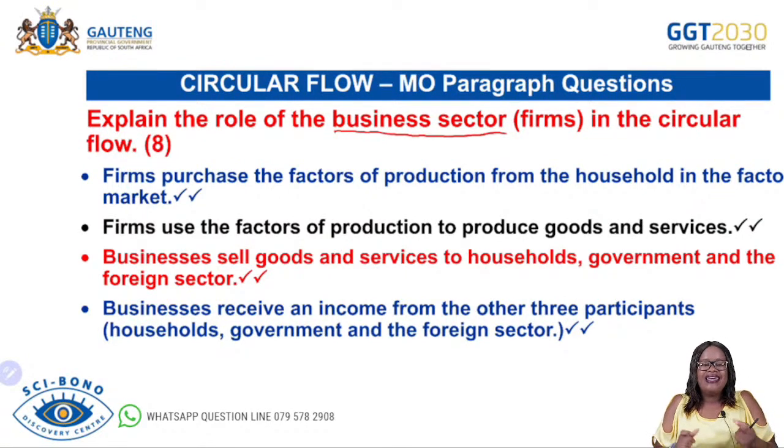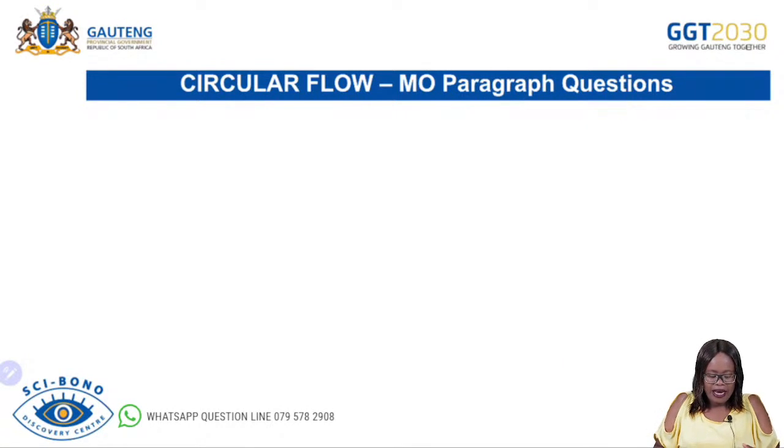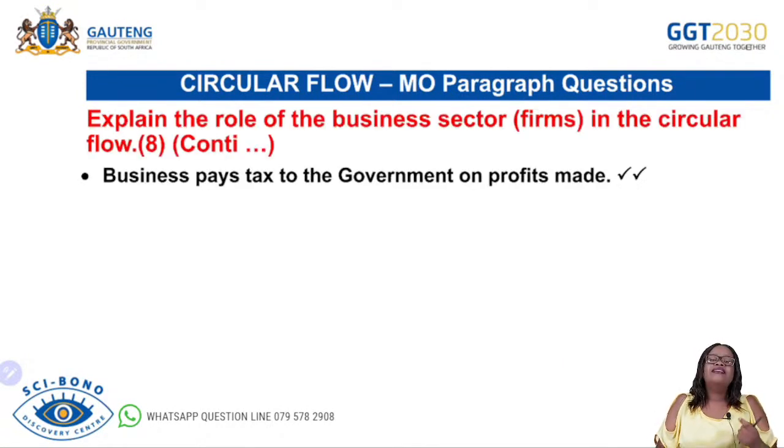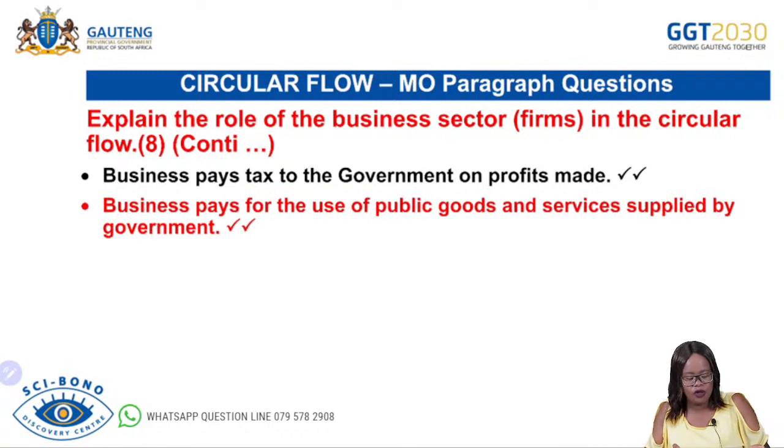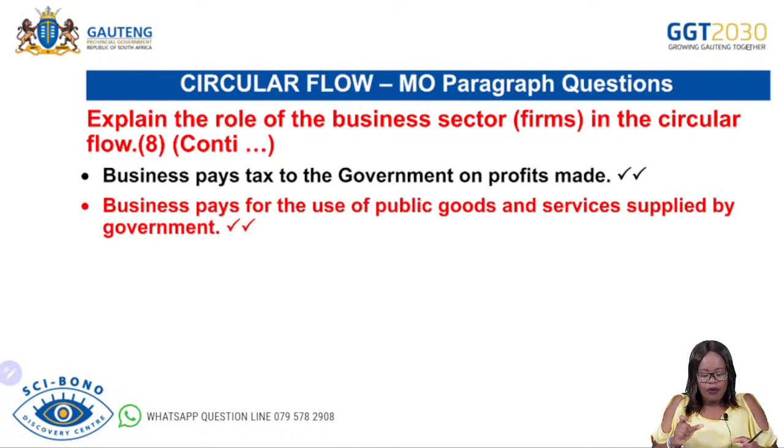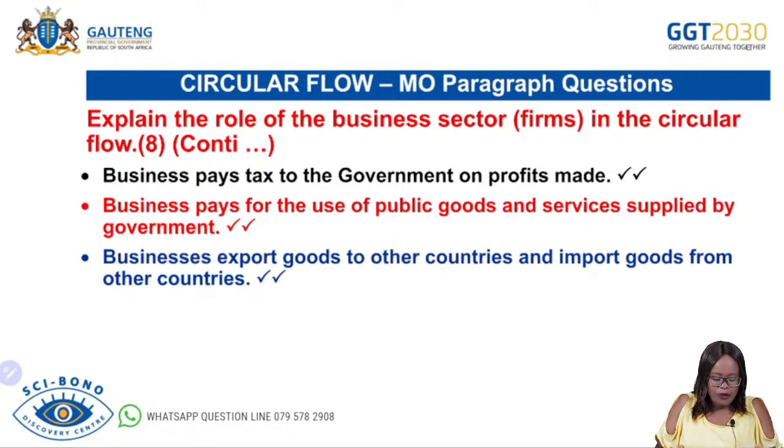After getting this particular revenue, the businesses are going to be paying taxes to the government, using the profits that were made from the sale of the goods and services that were produced by them, of course. Businesses are also going to pay the government for the use of public goods and services. And then these businesses export goods to other countries, and they also import goods from other countries.